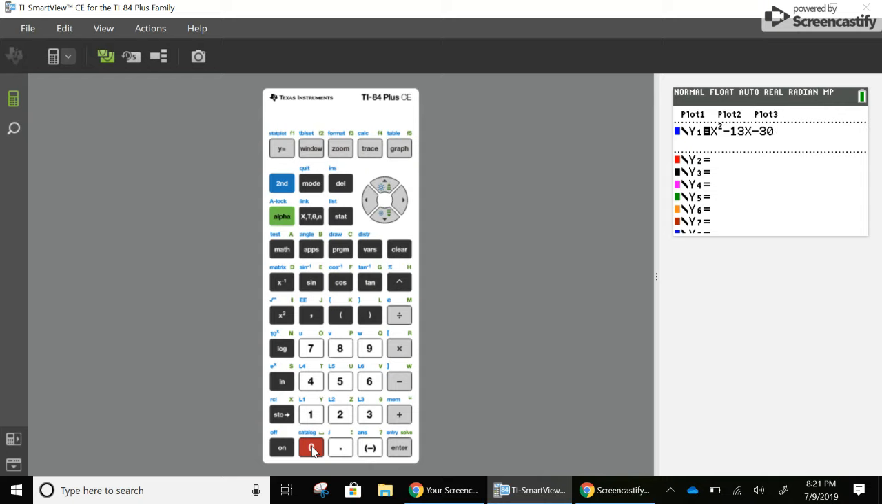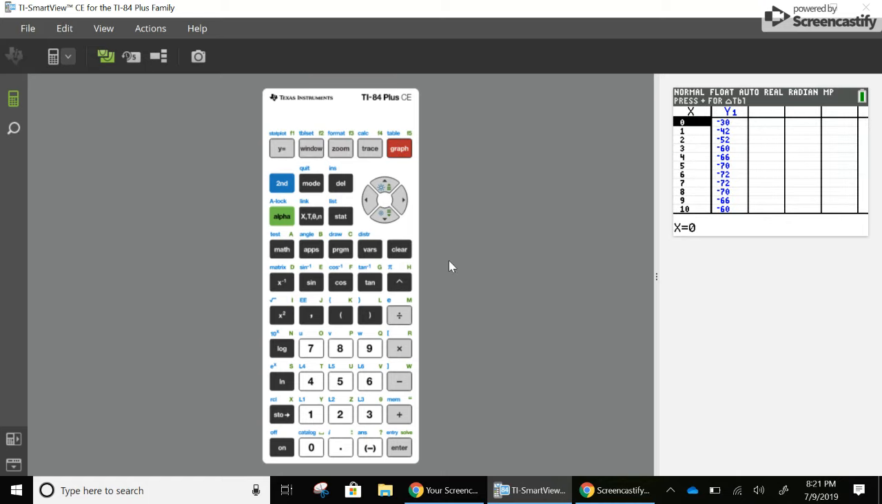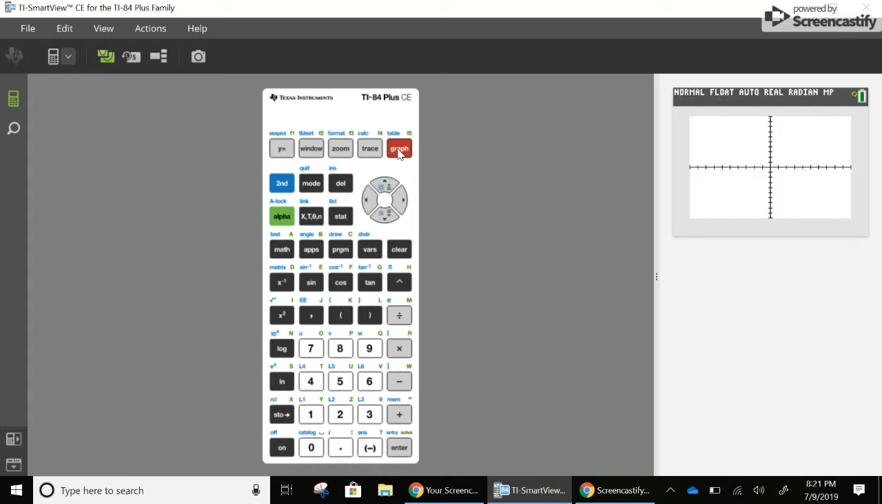All right, if I want to look at just the data, how can I look at the table part? What buttons do I push? You should have said second and the graph button, because the blue table is above it. And there's my data. And you can scroll up and down like we mentioned before to look at it. All right, so let's graph it. So when we graph it, you can see, oh my gosh, it's pretty huge.